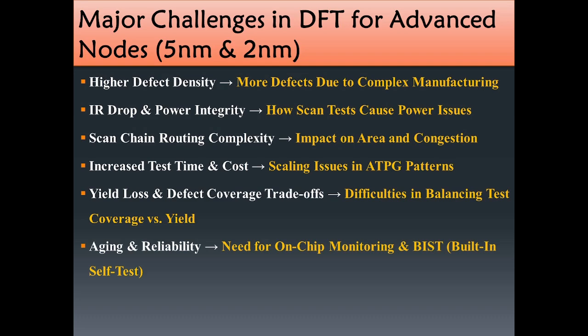The next is increased test time and cost, where we get scaling issues in ATPG patterns. Automatic test pattern generation is used to create the test patterns that detect the manufacturing defects. However, as designs grow more complex, the number of test patterns required increases, which leads to longer test times and higher cost. Scaling ATPG to handle the complexity of 5nm and 2nm designs without compromising defect coverage is a major challenge.